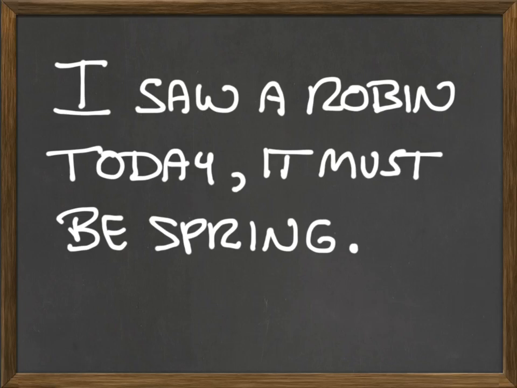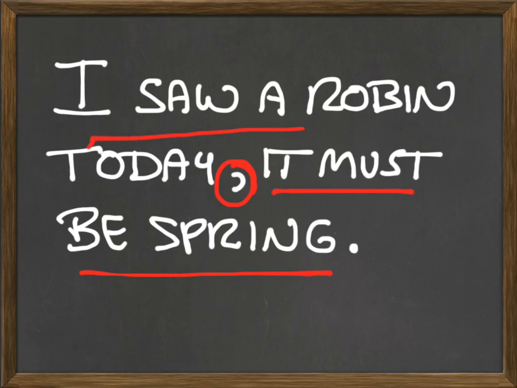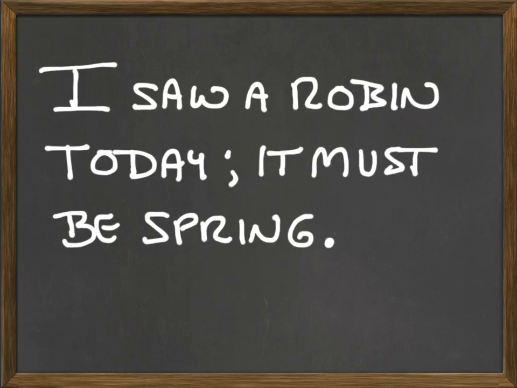Let's look at this example. I saw a robin today, it must be spring. Okay, so when you're proofreading, you see the comma, you look at the second half of the sentence, it must be spring. Well, that's an independent clause. It stands alone if you take it out of the sentence. I saw a robin today. That's an independent clause as well. Therefore, this comma here is a comma splice.